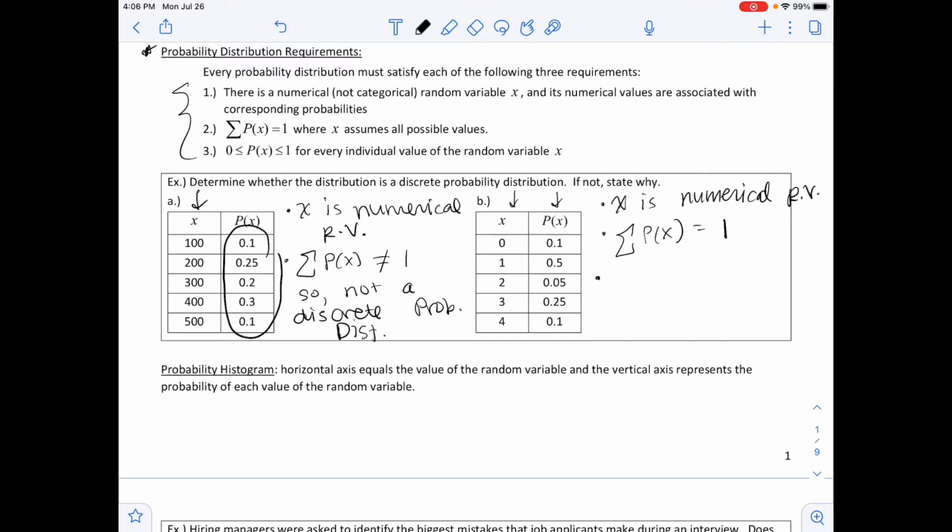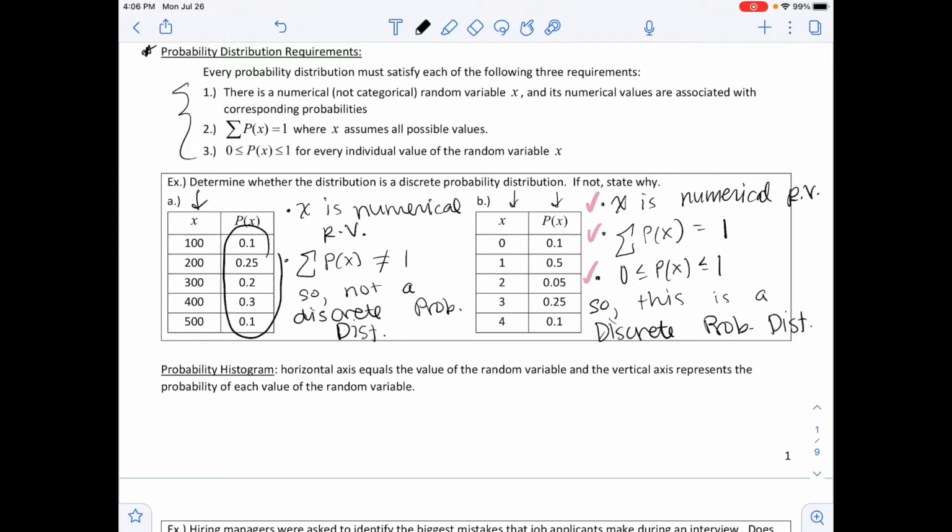The third requirement is that the probabilities, which are in our second column, all need to be between 0 and 1. Again, it could be 0, it could be 1, they're not in this case. And since all three of these are met, we can say that therefore we have a discrete probability distribution.